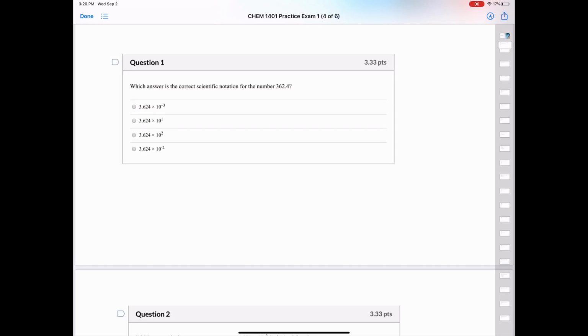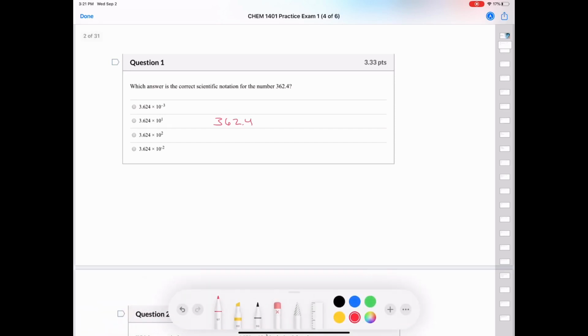It says, which answer is the correct scientific notation for the number 362.4? Well, since this number is greater than 1, we're going to have to move the decimal place. So let's write it down, 362.4, and we're going to have to move it to the left 1, 2 places like this, and then we can express this number as 3.624 times 10 to the 2. So times 10 to the power of 2.